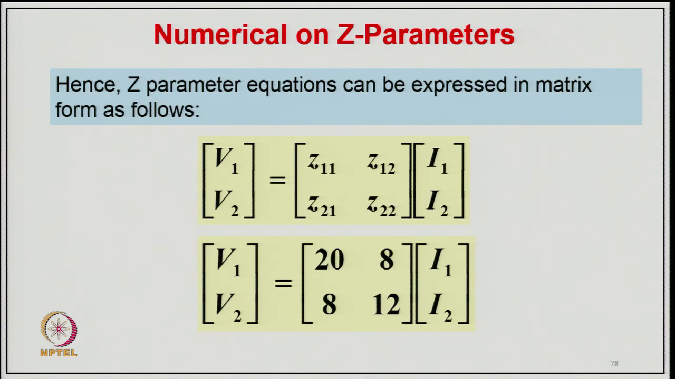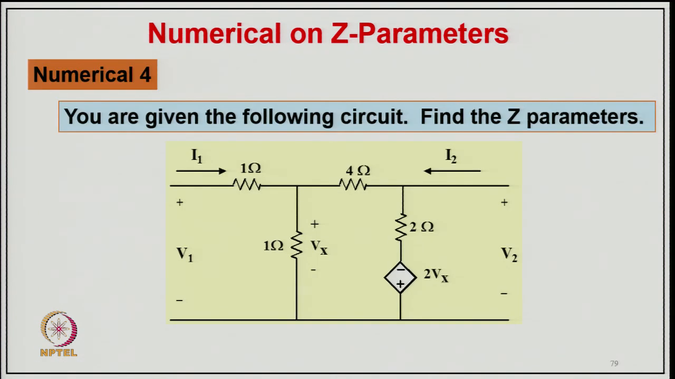So, hence we can write here V 1 and V 2 in terms of the currents, with Z 1 1, Z 1 2, Z 2 1 and Z 2 2, that is 28, 8, 8, 12. So, here also we can say this network is again reciprocal, because Z 2 1 equal to Z 1 2.